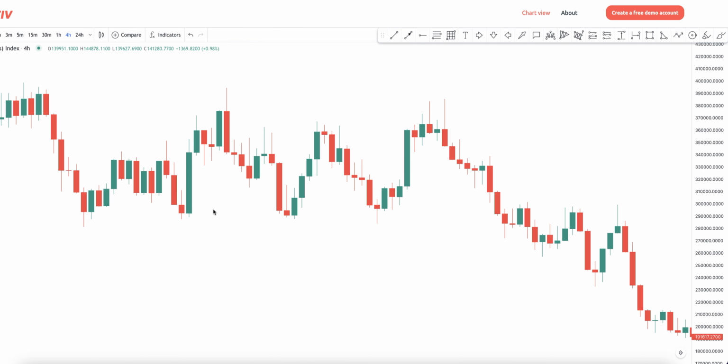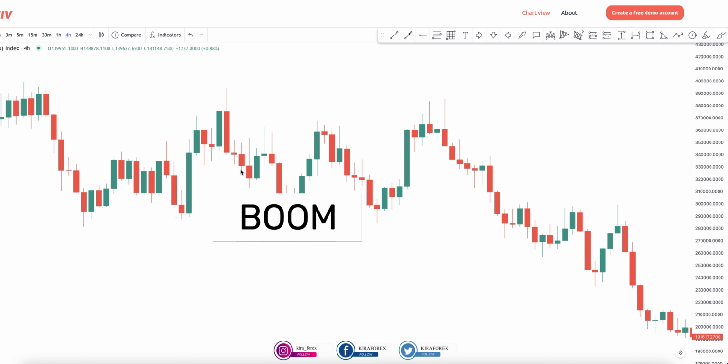Alright, so today we are on Deriv, and this is Deriv 4-hour Volatility 250. If you're someone who follows me for a long time, you should know that I don't only trade currency pairs, I also trade different assets on Deriv like Boom and Crash.